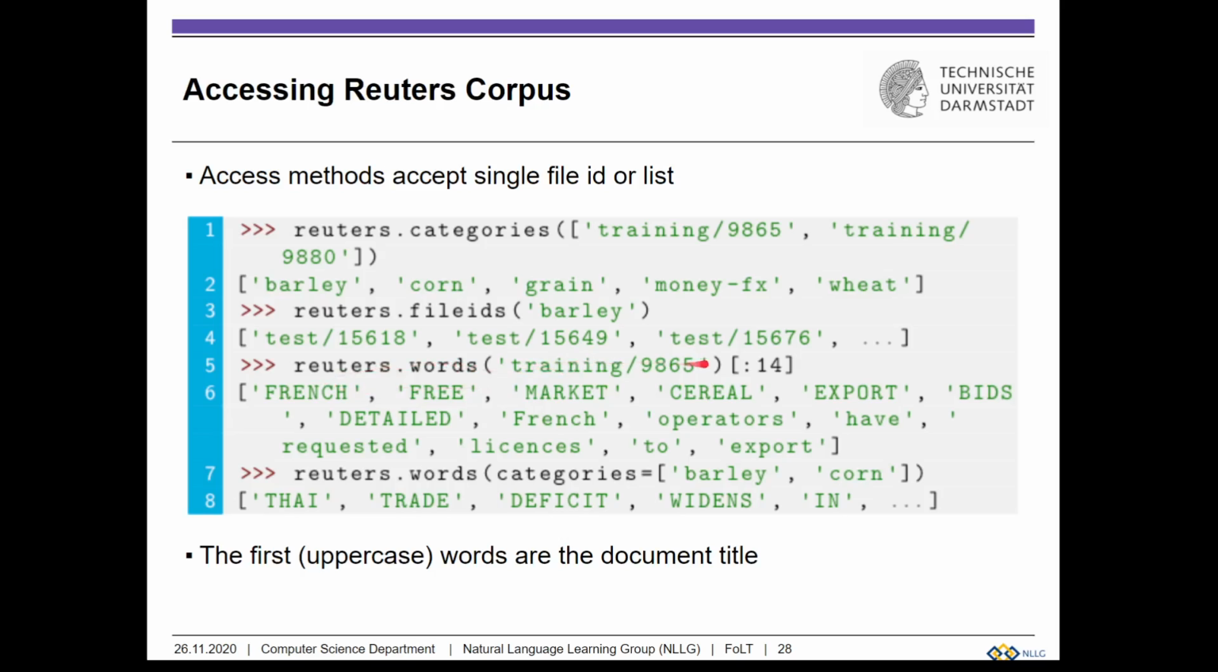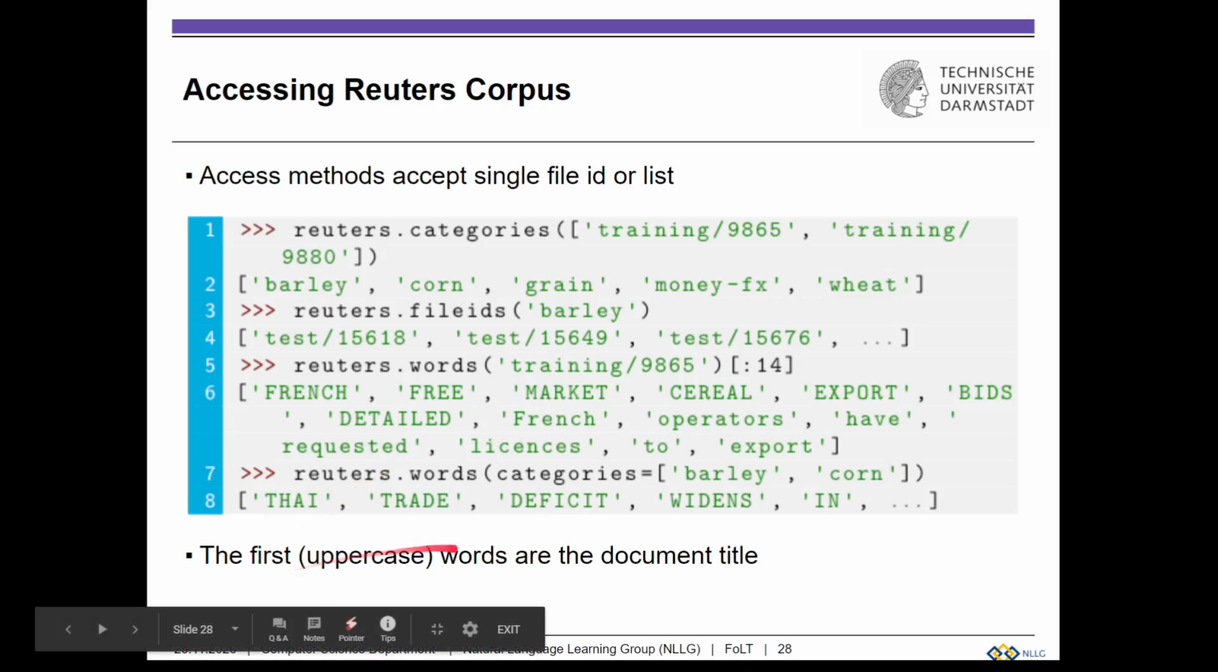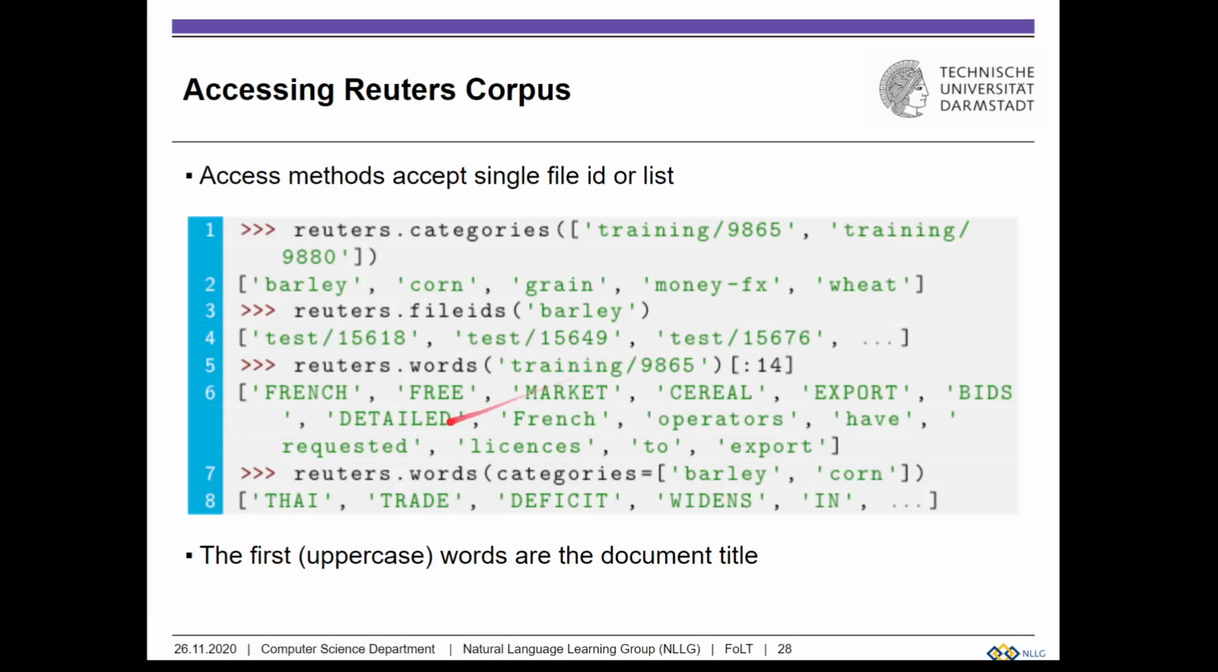For a certain file ID, you can get all the words again as before. In this case, we would limit it to the first 14 words. So you see the text here, and note that the first uppercase words are the document title, because we don't have a telling name here. So the title is given as the first few words. We can also get all the words of all the documents that belong to certain categories.